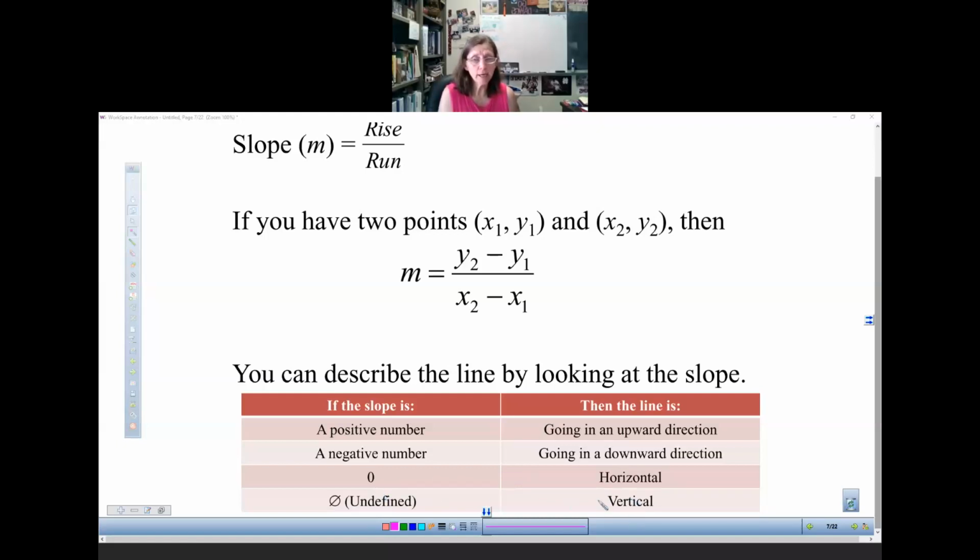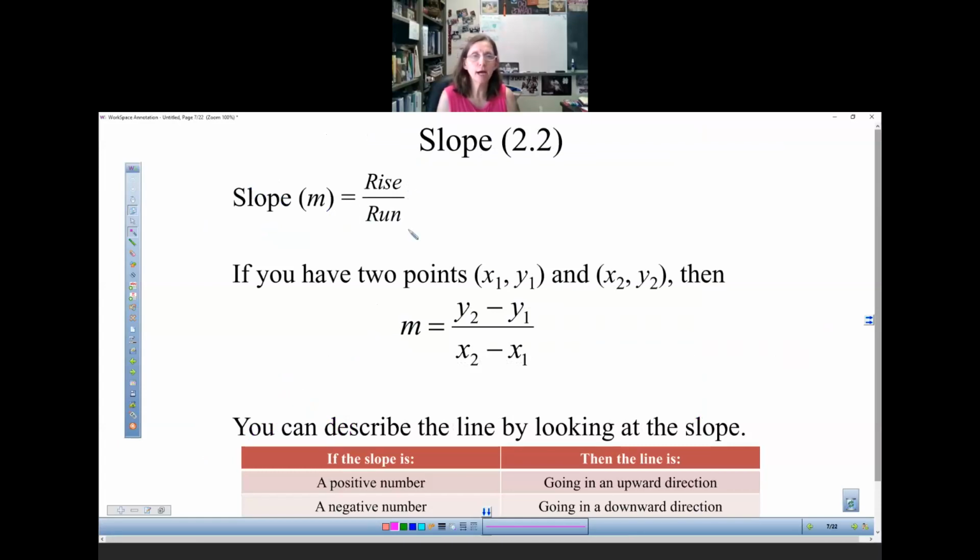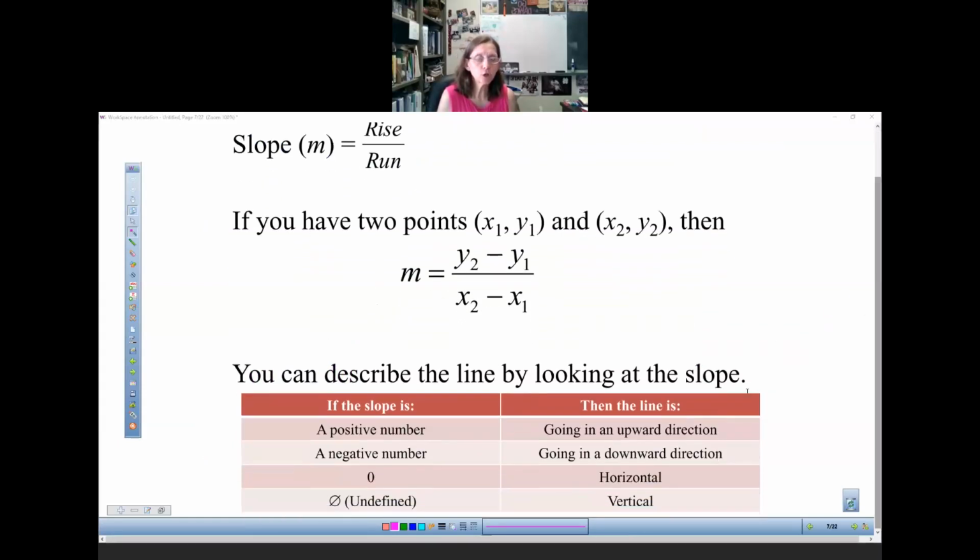My vertical line, on the other hand, is the one that goes up and down. That's this one right here. It rises and rises and rises, but it doesn't run. It doesn't go side to side at all. So in terms of my definition of rise over run, my vertical line is some number over 0. And we talked about this the other day. So 0 on the top of a fraction over a different number is 0, but a number over 0 is undefined. Okay, so keep that in mind.